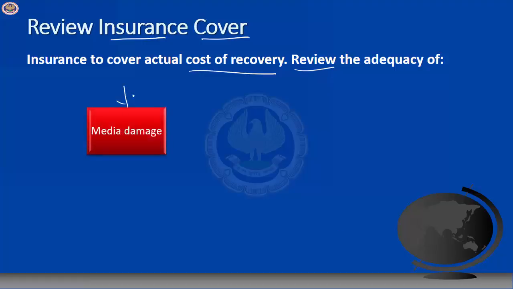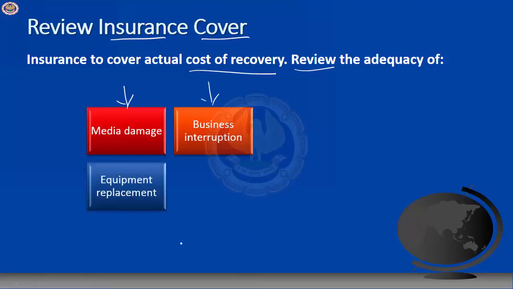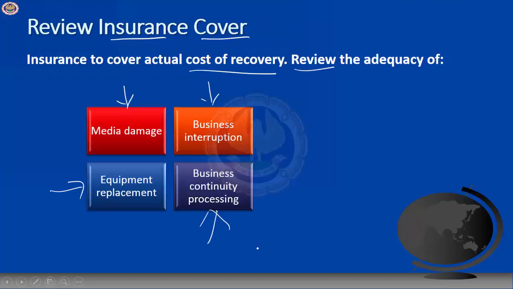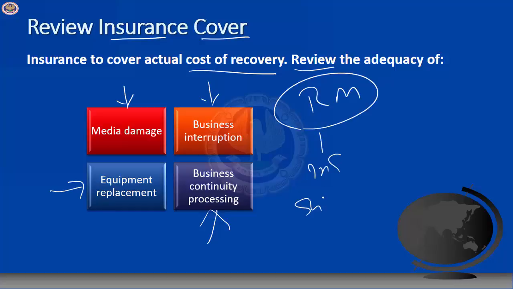does it cover the media damage, does it cover the business interruption, does it cover the equipment replacement, does it cover the business continuity processing, and it is comprehensive to take care of all the damages which can happen. So if you remember the risk management strategy we talked about, insurance is the aspect of sharing or transferring of the risk.